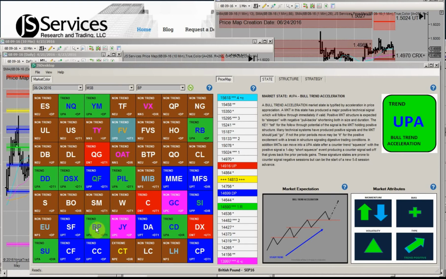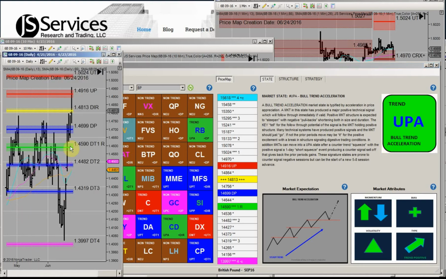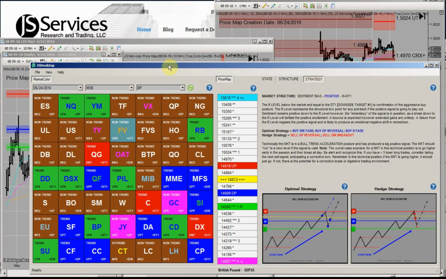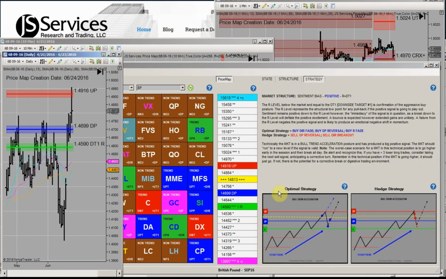You look at the desktop, we've got the British pound, and coming into the session, the pound is in a bull trend acceleration. The market had been digesting, and we had an event in the prior session, and so it broke out to the upside, and we can see on our indicator we moved from the neutral area and had a big positive shift of 6 into the upper extreme. So the market's in a bull trend acceleration.